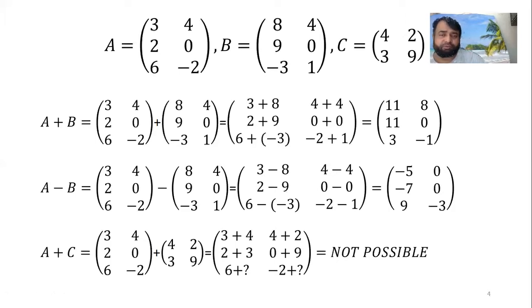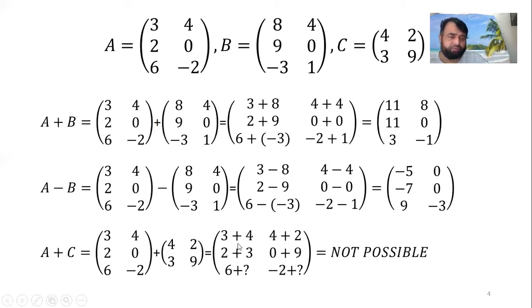So subtraction is also just like addition. Everything is the same, but for addition one is added to the other, and for subtraction one is subtracted from the other. Okay, so now let's see, if we want to add matrix A and C, what happens? Actually, matrix A and C are not of the same order. So you cannot add them or subtract them. If you do, what happens actually?